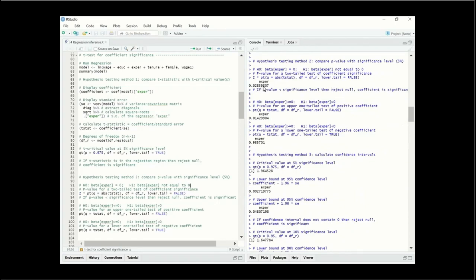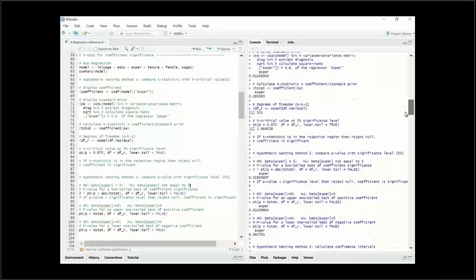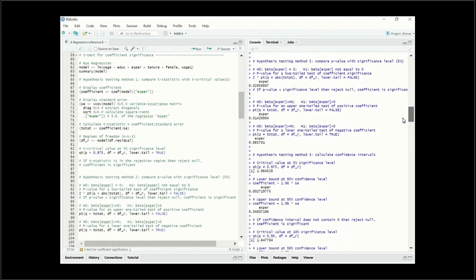So here's the p-value for this test. And if you notice, this is the same p-value as is reported in the table for the coefficient on experience above. If we scroll back up, this is the same as this p-value here for the coefficient on experience. Because it's less than 0.05, we would be rejecting the null hypothesis and concluding that the coefficient is significant.